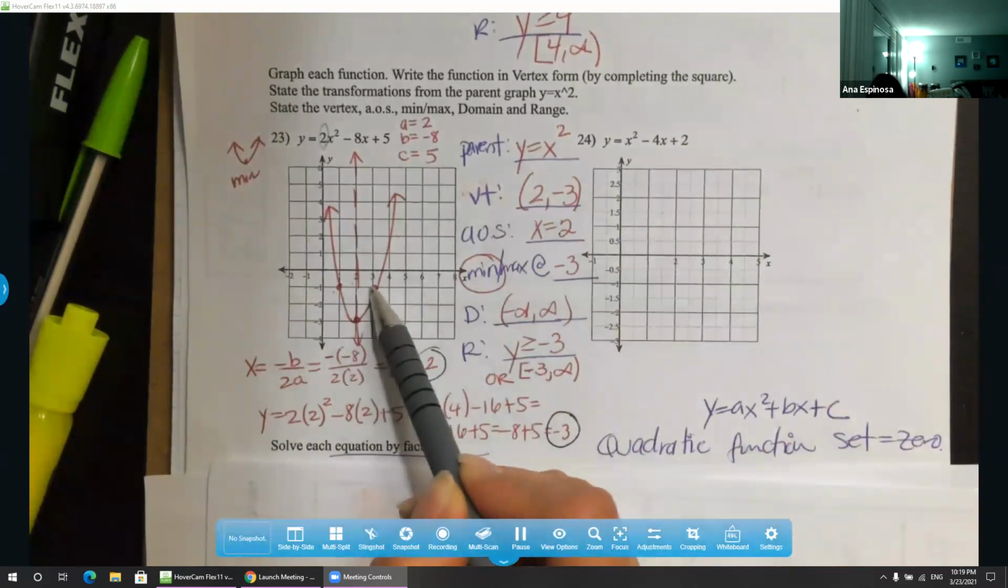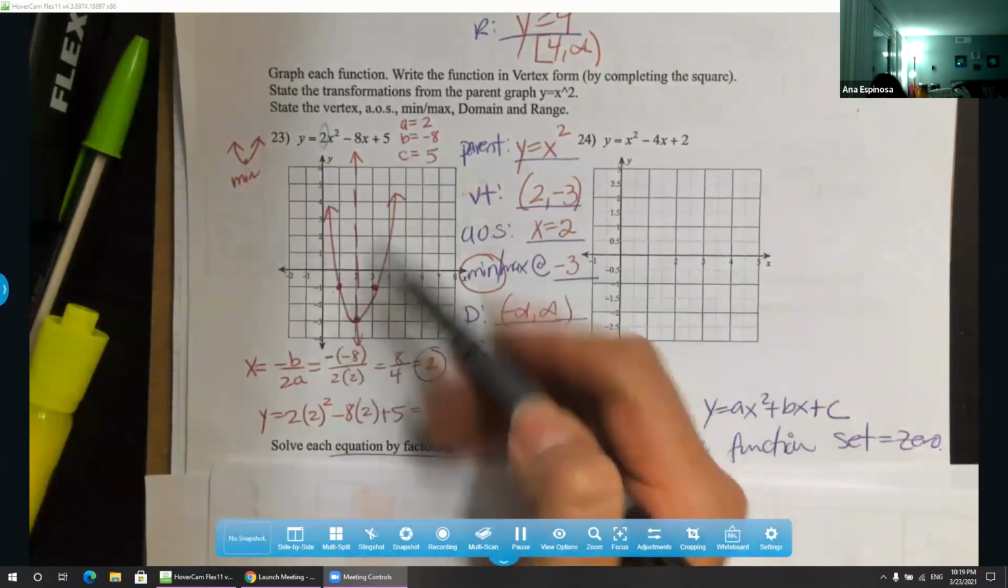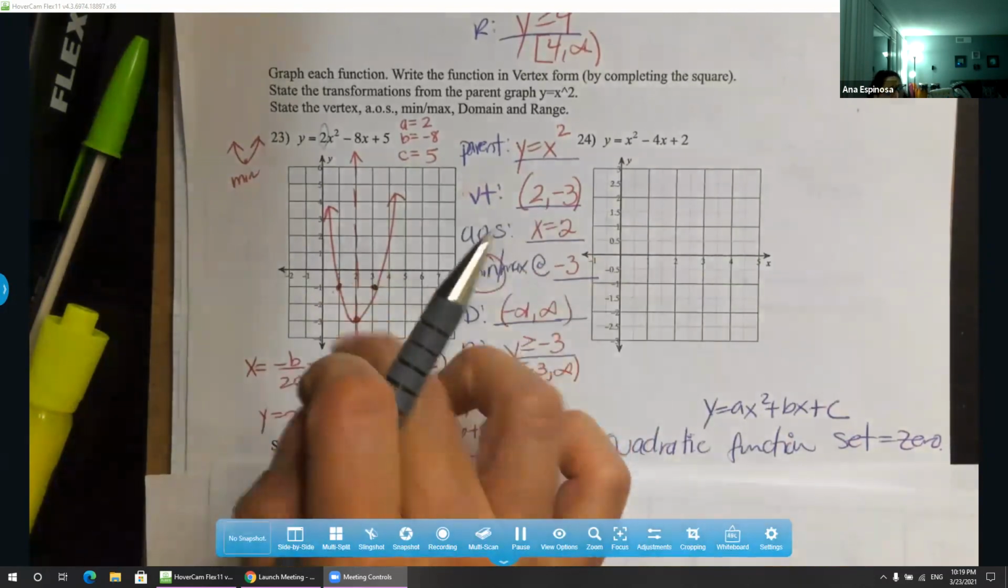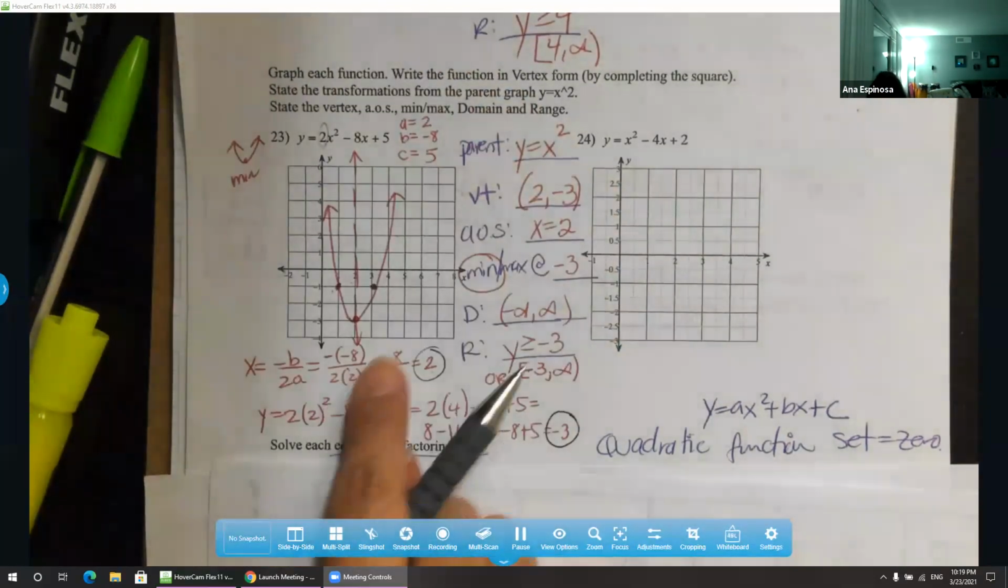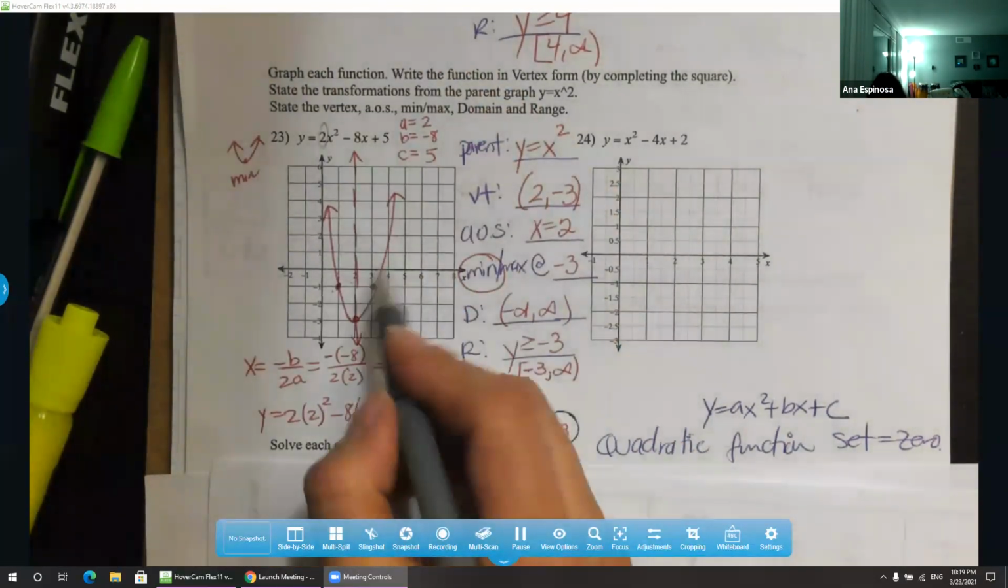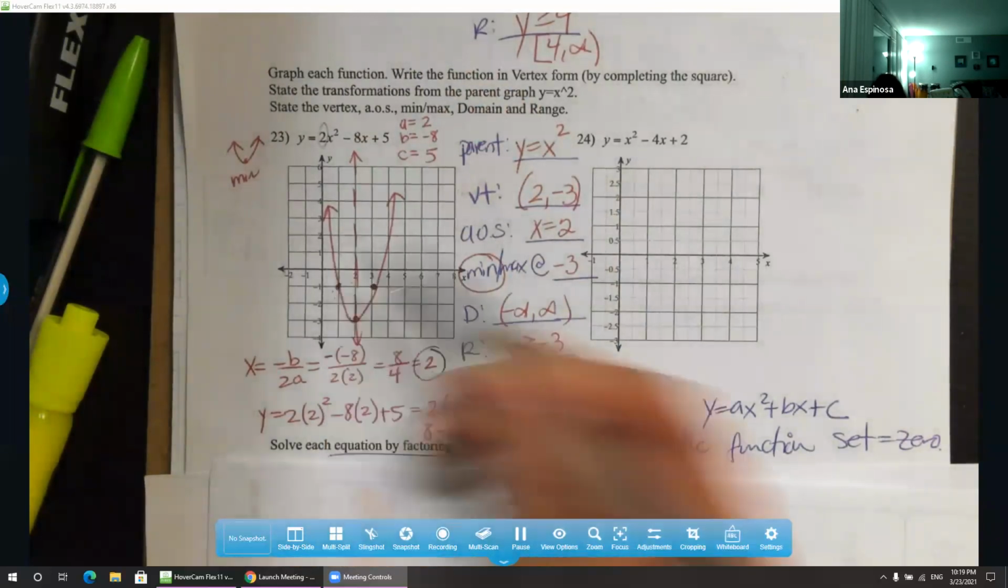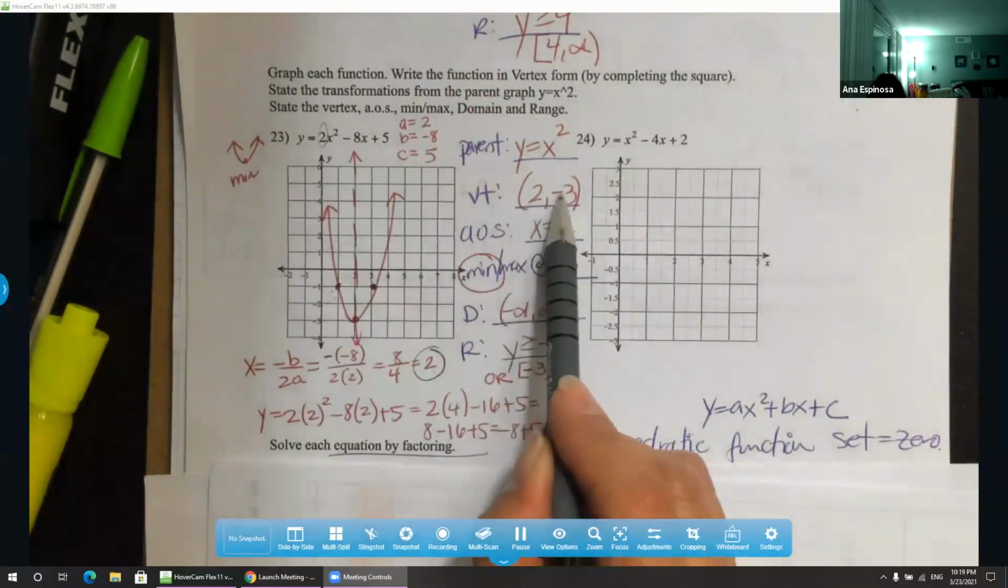Make sure you have specific points. When you are applying these, don't just guess. Make sure that you have specific points and you can get that from your calculator, right? You can just press 3 and it'll give you that dot. 1 and it'll give you that dot. So the vertex is 2, -3.